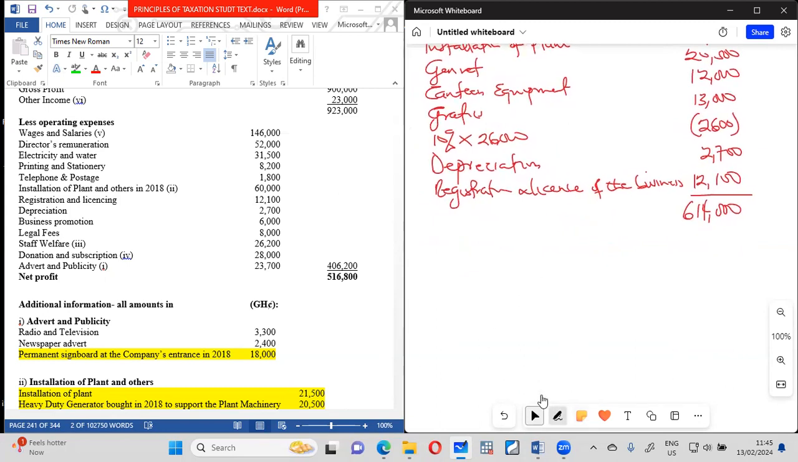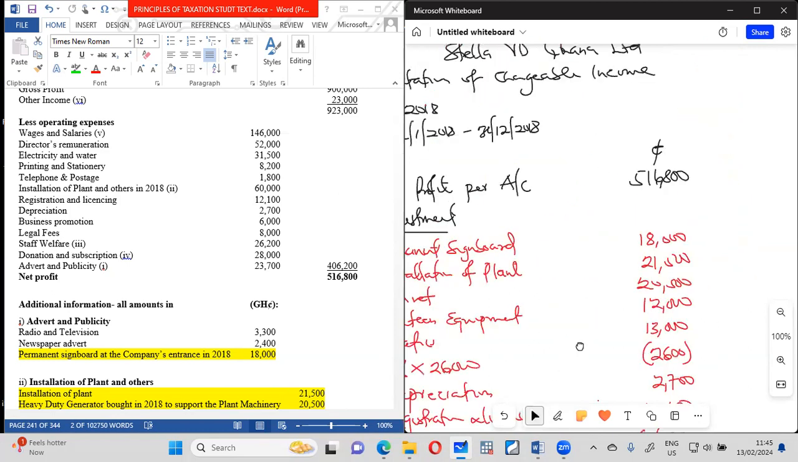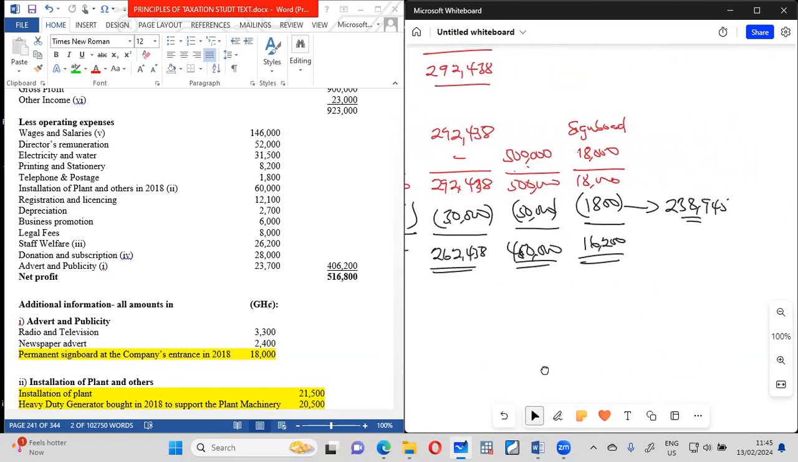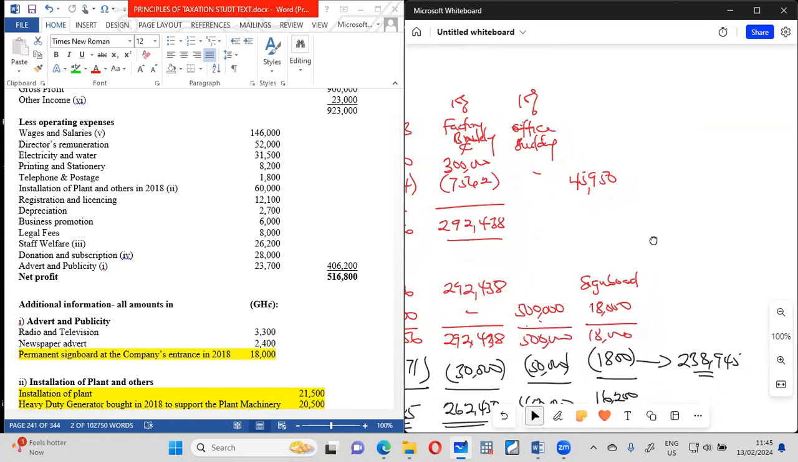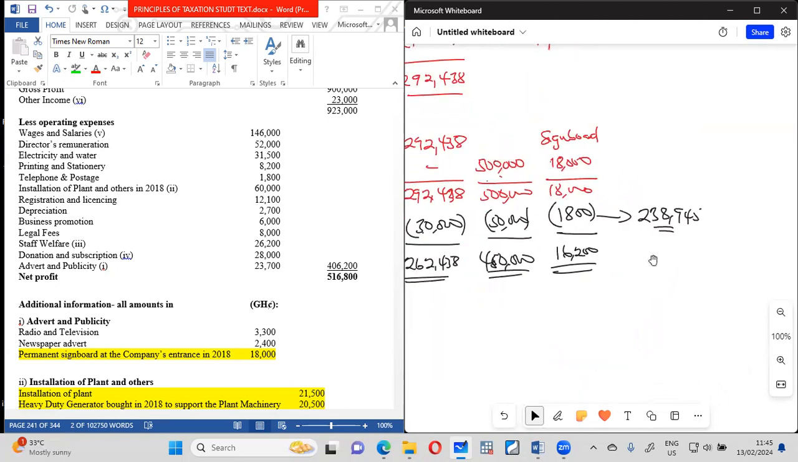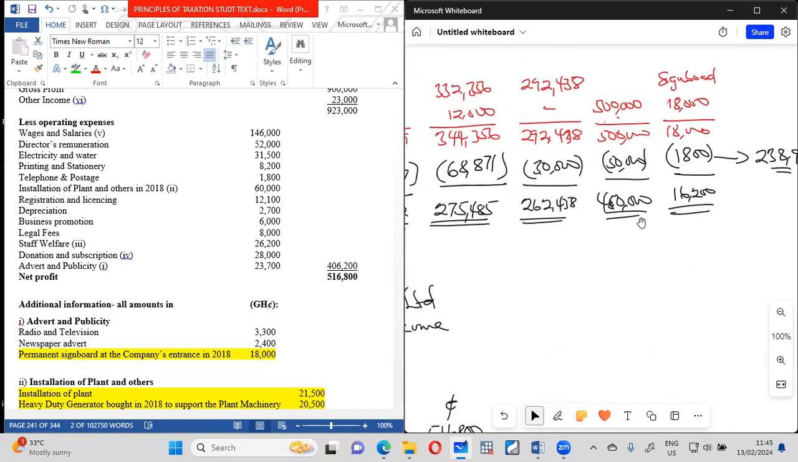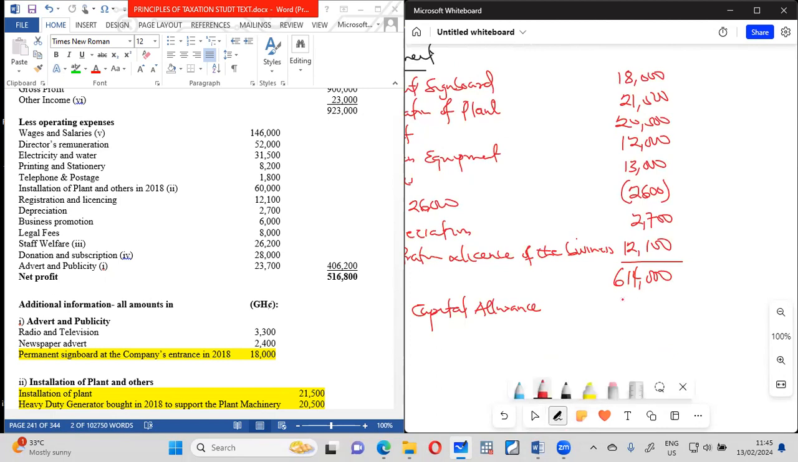Then I less the capital allowance. Which one will I use? Of course, the 2018. In the law, remember we did capital allowance, you said capital allowance cannot be carried forward. Please remember, these are law. So we are picking 238,945, that is the one for 2018. When I deduct that, my final answer is 375,055. So that is my chargeable income.